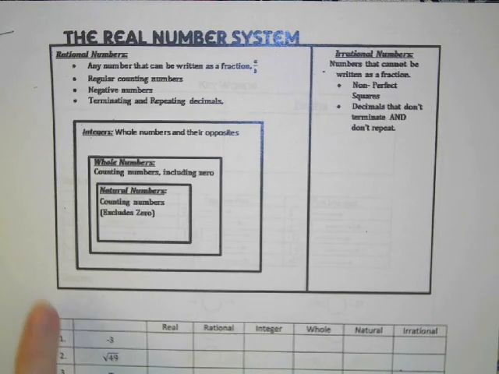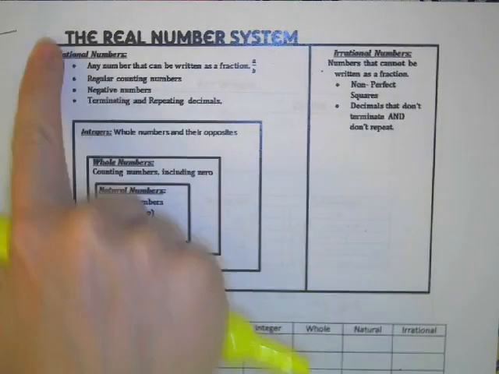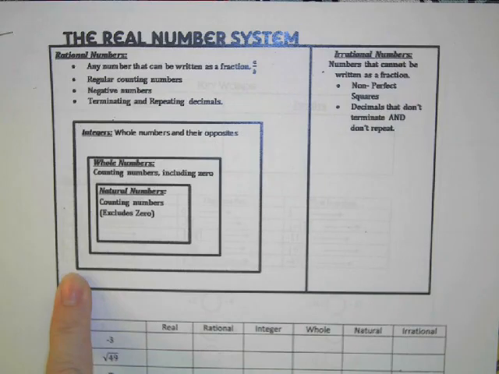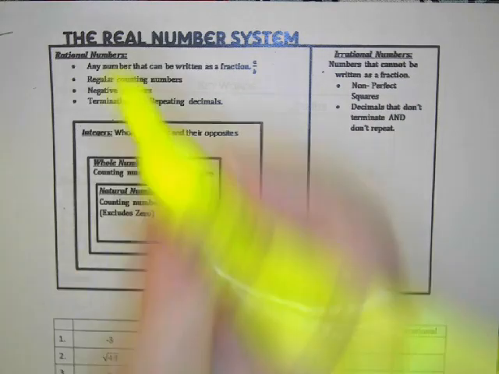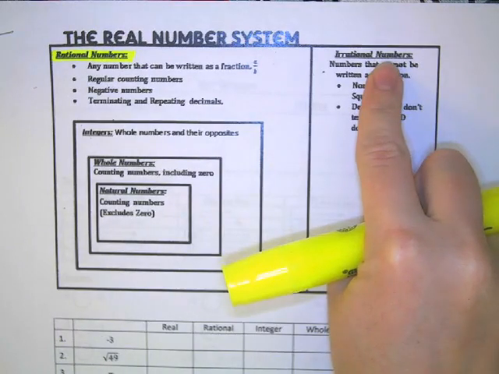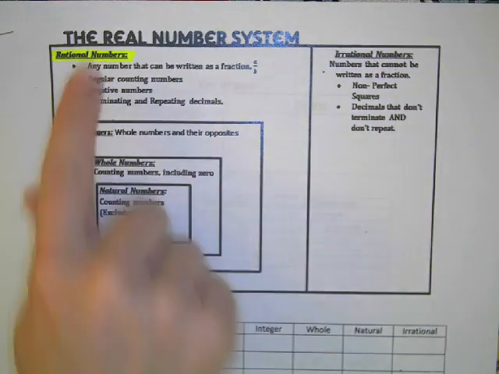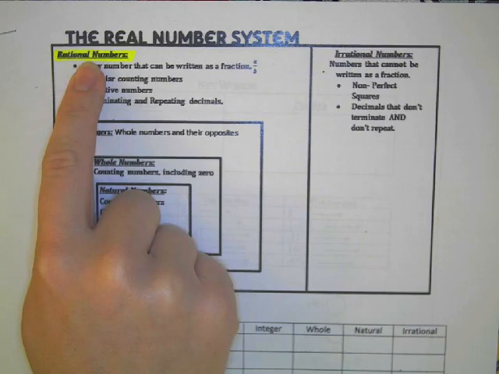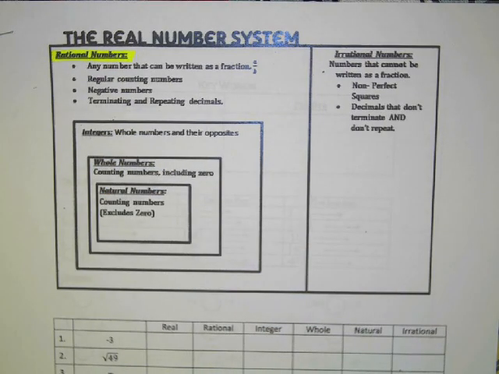If you'll notice this first page, we've got a box here and we're going to break it up into two categories. We've got rational numbers and we've got irrational numbers. What I want to do is focus first on rational numbers. If you will, make sure you have some writing utensils, and I like to use my highlighter for this.